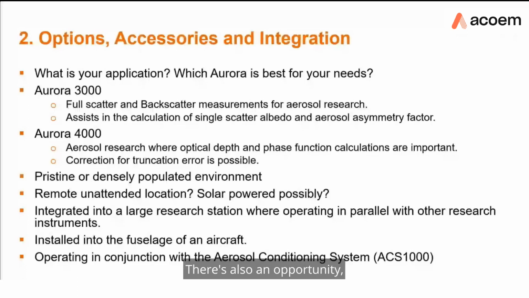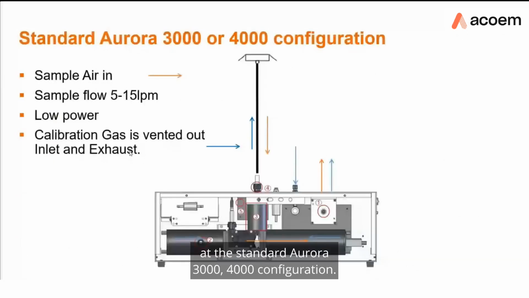There's also the opportunity, maybe you're using it in aircraft, as we saw, or some other situations where you may need a high level of reliability. And also, if you're using it in conjunction with the aerosol conditioning system, well, we're going to discuss that a little bit later also. So let's firstly look at the standard Aurora 3000 and 4000 configuration.